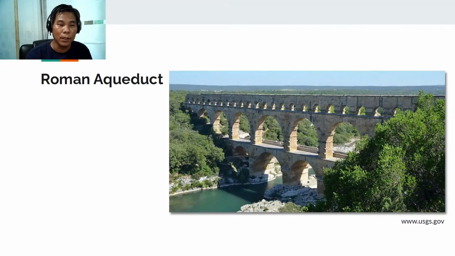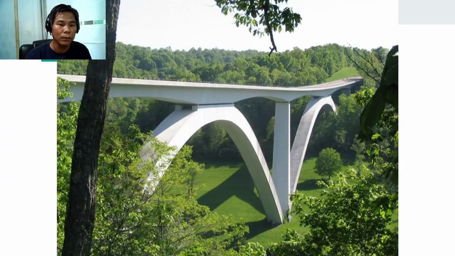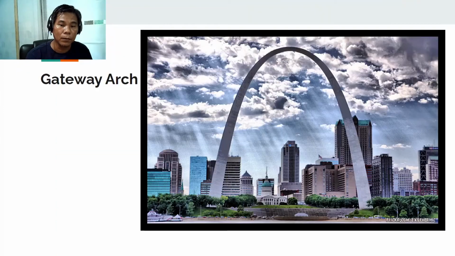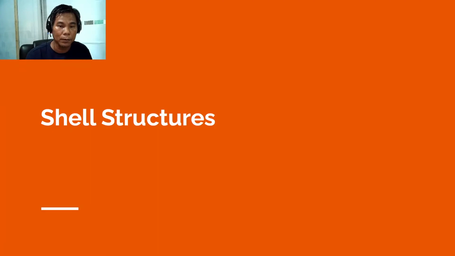Also, we have the Roman aqueduct. This is also an arc. This is still existing today. And also, we have this very beautiful bridge. It also carries the bridge using arc action. And the largest gateway arc in the USA.